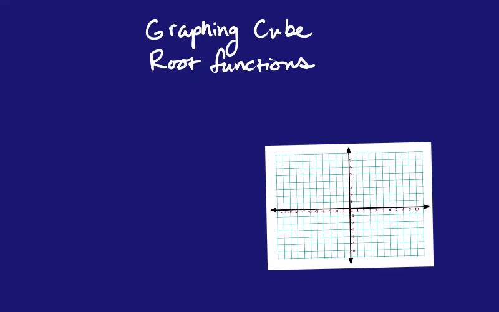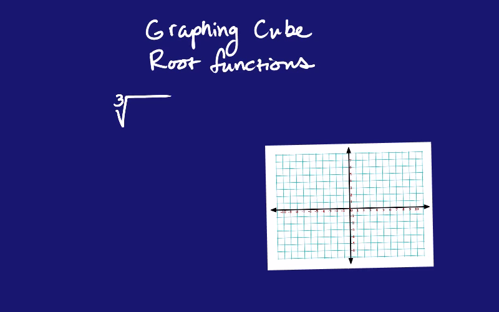Alright, this video is going to be on graphing cube root functions, and so obviously a cube root has a different index than a square root. A cube root looks like this, so remember we have the radical, but then the index has a 3 right there. So we're going to talk about what the functions look like when you're graphing a cube root function.